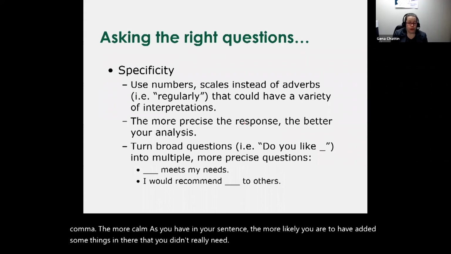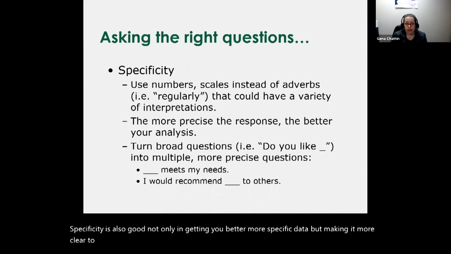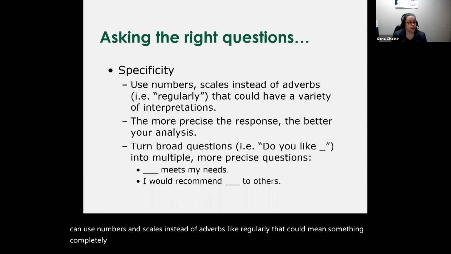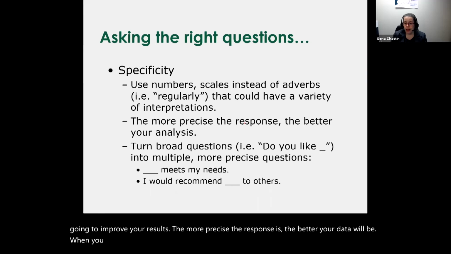Specificity is also good, not only in getting you better, more specific data, but making it more clear to users what they need to actually say in response to the question. Anytime that you can use numbers and scales instead of adverbs like "regularly," that could mean something completely different to me than it does to a patron, anytime you can do that, it is going to improve your results. The more precise the responses, the better your data will be when you get the survey results back.